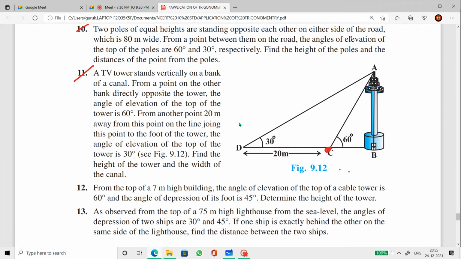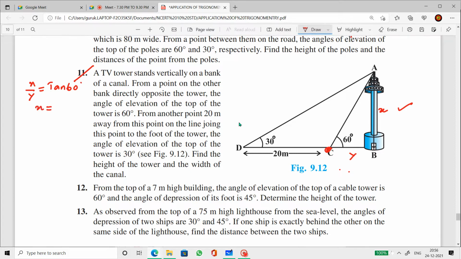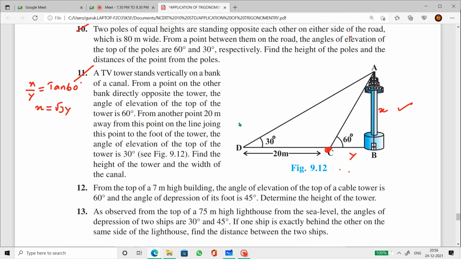Question number 11. The diagram is already given in the question, so I'm not explaining the question again, but try yourself to draw the diagram on your own. Now here we have to find the height of the tower, which I'm going to take as x, and the width of the canal, which I'm taking as y. So first I'm going to take triangle ABC. So with this I get x by y equals tan 60. Tan 60 is root 3, so we get x is equal to root 3y.